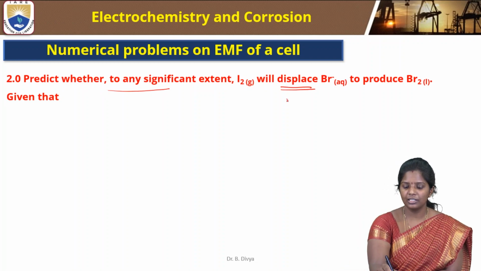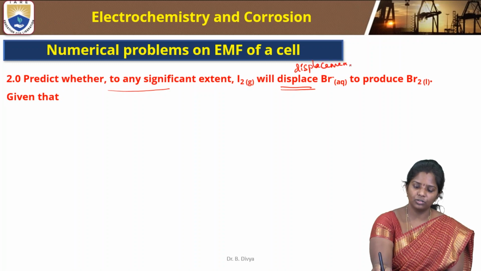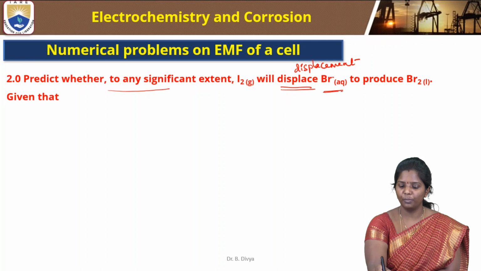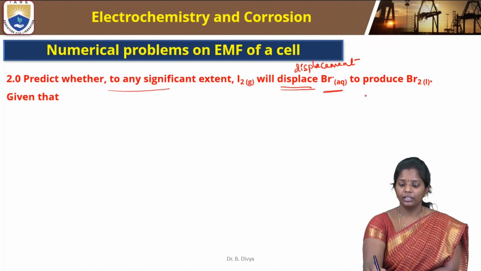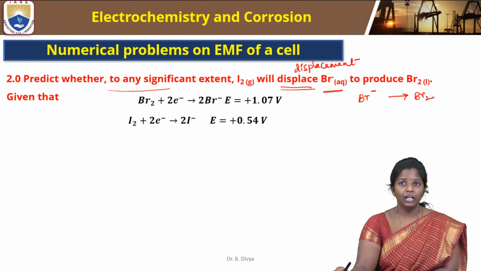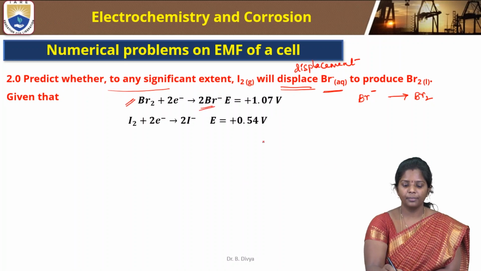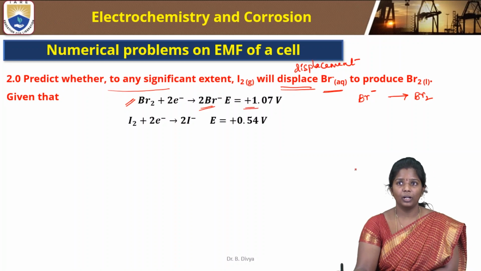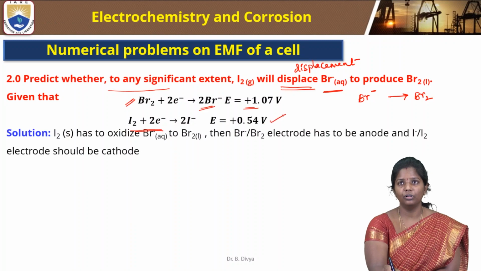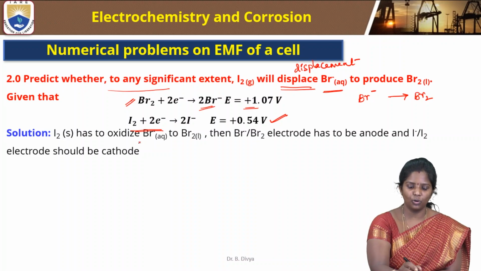Next is a similar example: predict whether, to any significant extent, iodine will displace bromide ions to produce bromine. So here they are asking about a displacement reaction. Depending on the electrode potentials, displacement reactions are also defined. The bromide ions are converting to bromine. They give us the electrode potentials: bromine converting to bromide ions has plus 1.07 volt, and iodine converting to iodide has plus 0.54 volt. So iodine has to oxidize these bromide ions to bromine.